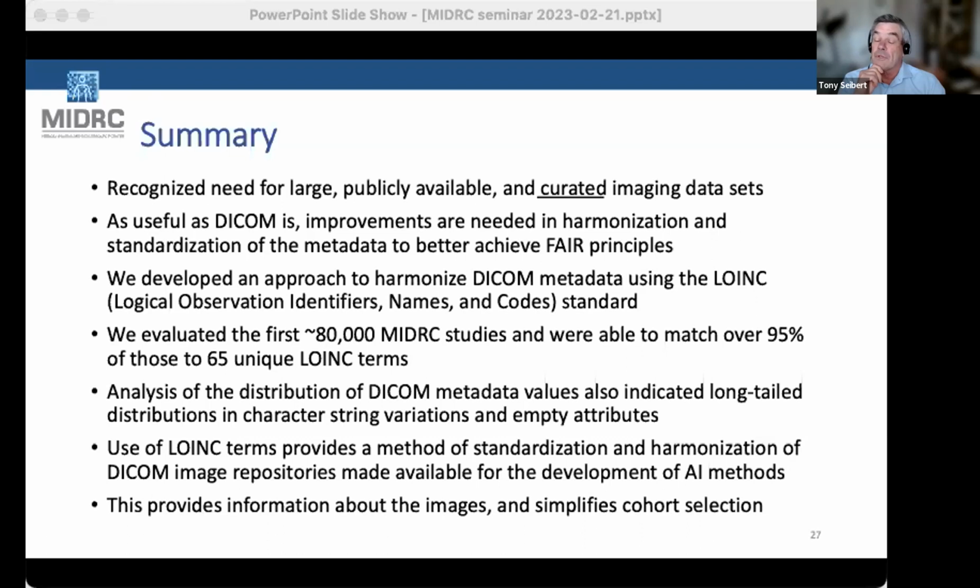Right, and for those studies that don't have a study description, they're in that long tail. Yes. How are they addressed? Because let me just tell you, in developing a data set that we want to send from UC Davis to MIDRC, there's a lot of studies that for some reason do not have an associated study description because it's not necessarily required in DICOM.